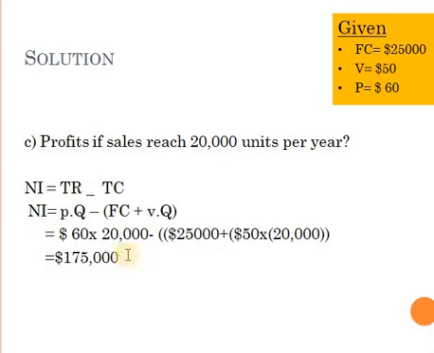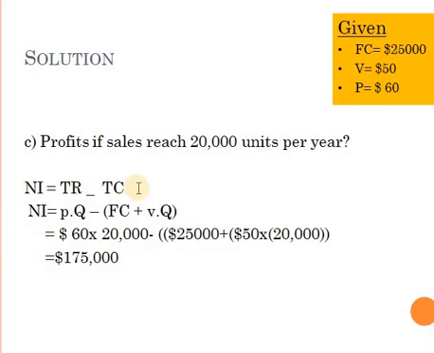Now in part C, I'm interested in knowing the profits. What will be the profit if sales reach 20,000 units per year? So this is my Q. What will be the profit at this Q? When I say profit, I mean the net income. So I right away put the equation for the net income in terms of the total revenue and total cost.